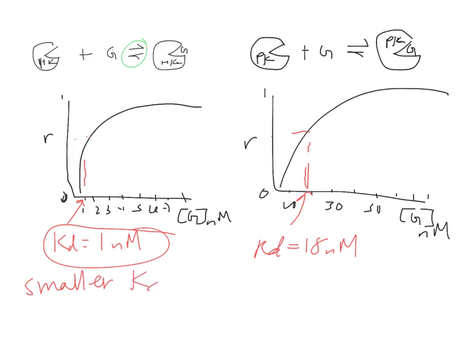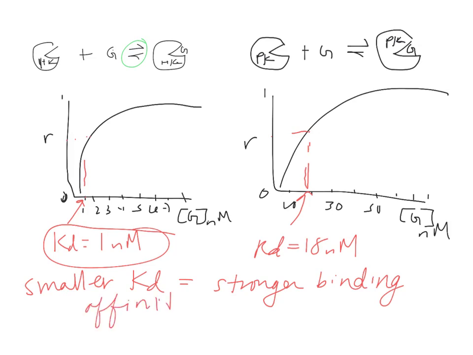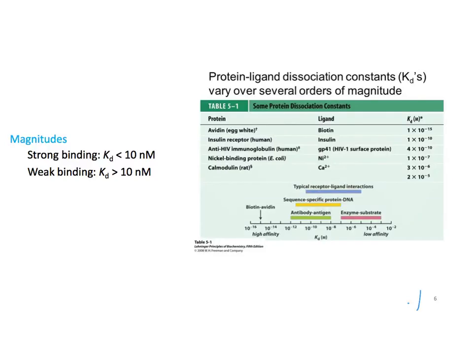Smaller KD equals stronger binding affinity. And there are actually a number of protein-ligand interactions that have been quantified. And there are some guidelines about what constitutes strong binding versus weak binding.